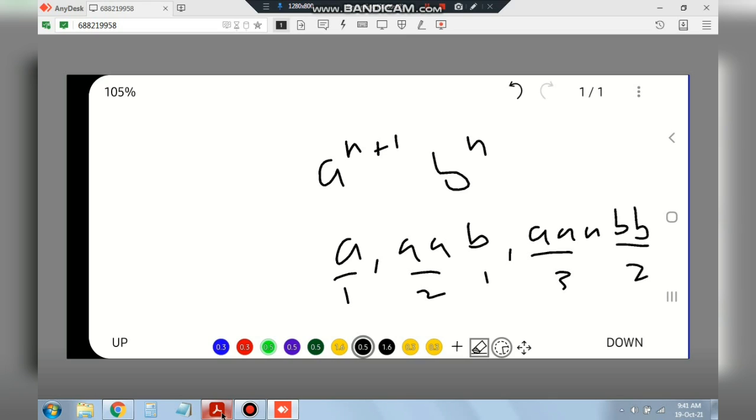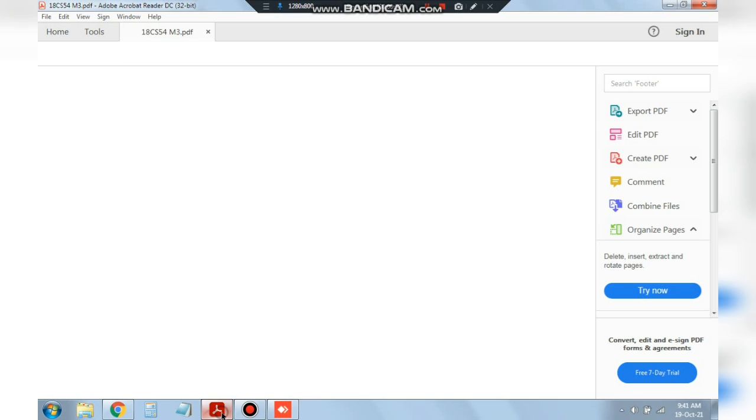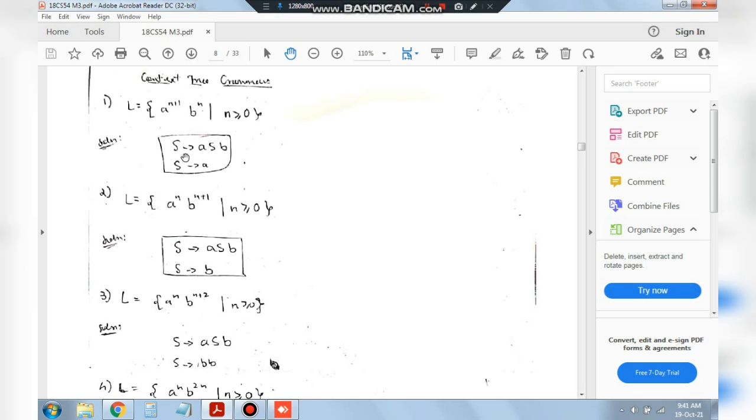So we'll have to just generate an extra a along with what we already have, like a power n, b power n. We'll do the same thing as we have done for this one, and we'll generate one extra a. To generate the extra a, we'll just write S is equal to aSb. This will generate a power n and b power n. And if you write S goes to a, we will generate an extra a at the end. Now if you have to terminate the string, we'll add an extra a which will terminate the string, right? So we'll have a power n plus 1 and b power n.